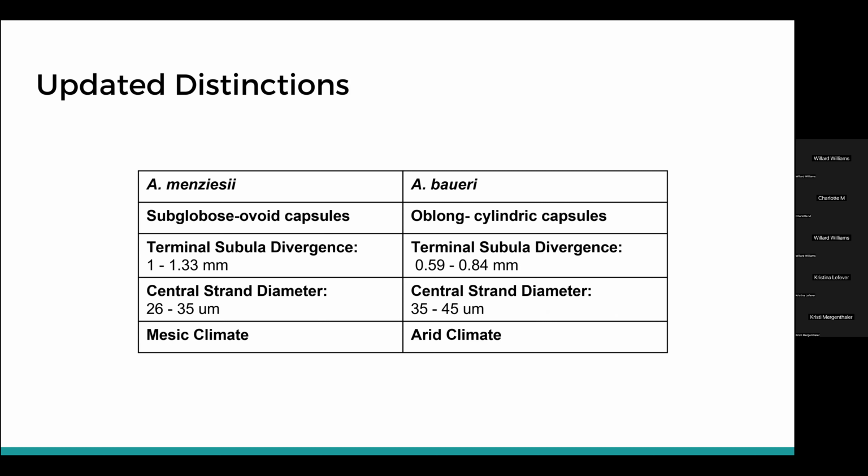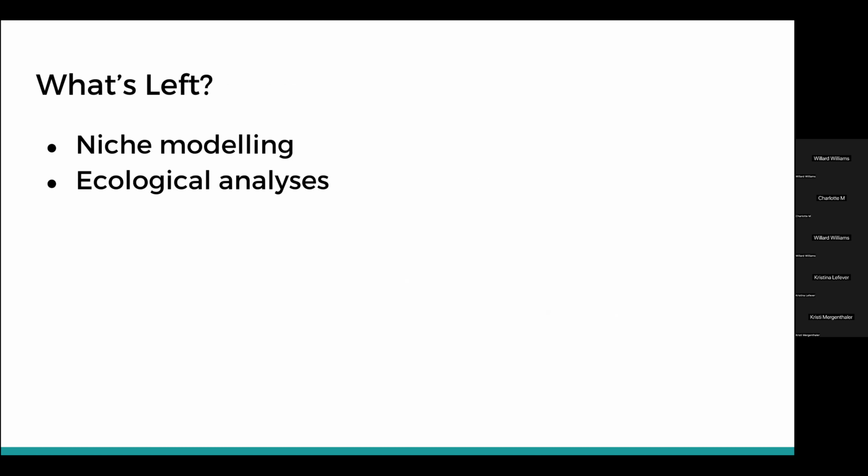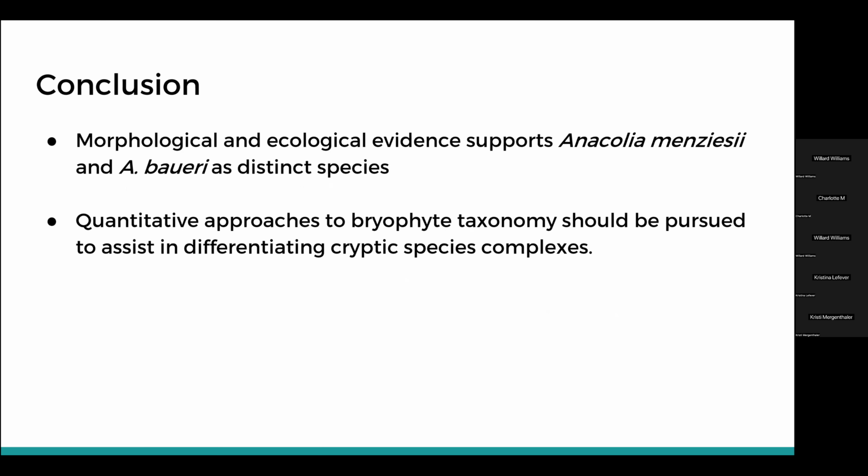Once the ecological data and the climatic data comes in, it's very likely that it will show that menziesii prefers a mesic climate and boweri prefers a more arid climate. So what's left, like I said, Ben will do some of the ecological analyses, niche modeling. But in conclusion, morphological and ecological evidence does certainly support menziesii and boweri as distinct species.